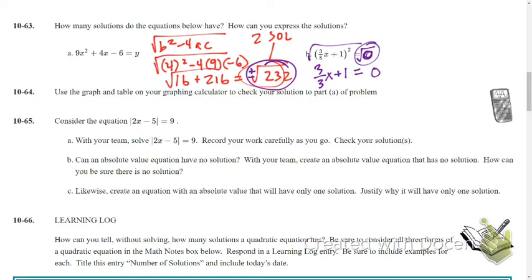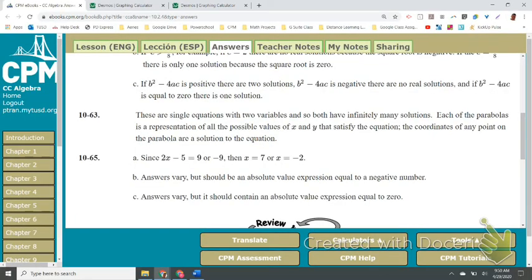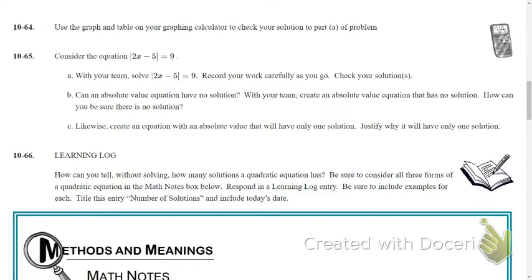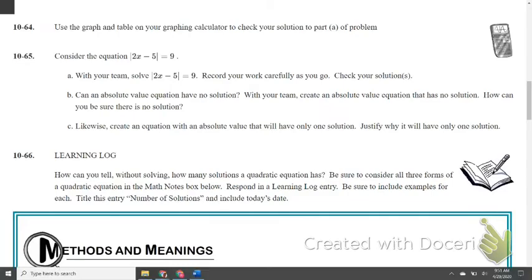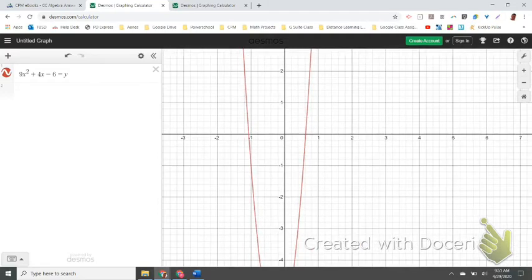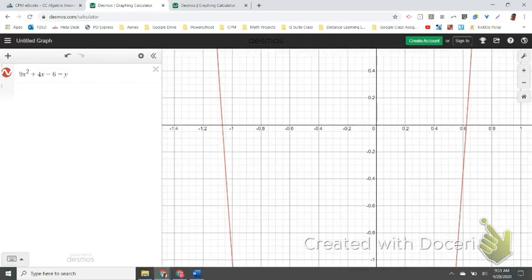All right, so let's move on to 64. And it says to check the work with the graphing calculator of part A. So let me show you part A. I've already put it on Desmos here for you. You can tell that I have 2 solutions, one right there and one right there. Okay.